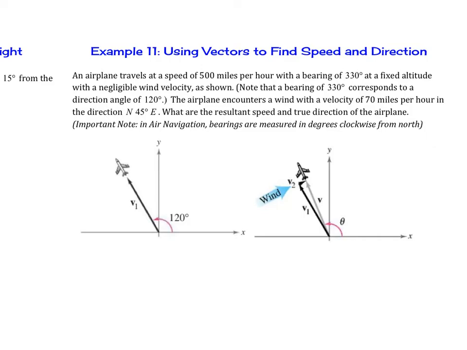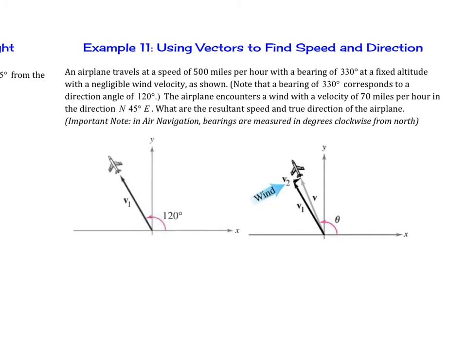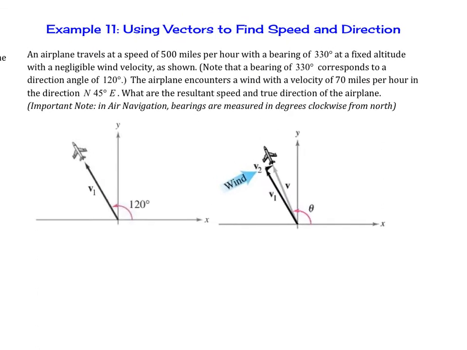Example 11, we're going to use vectors to find speed and direction. An airplane travels at a speed of 500 miles per hour with a bearing of 330 degrees at a fixed altitude with a negligible wind velocity as shown. So that is this drawing here. Something we need to note is that the bearing of 330 degrees corresponds to a direction angle of 120 degrees. So this is the direction angle.